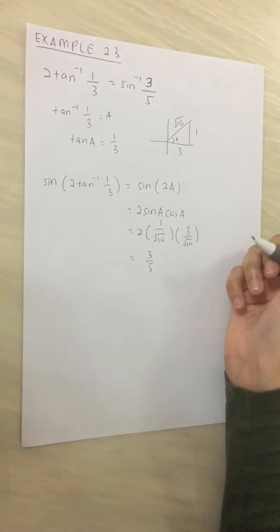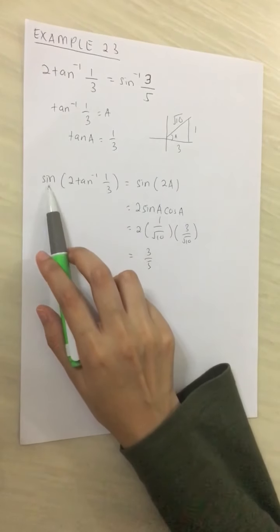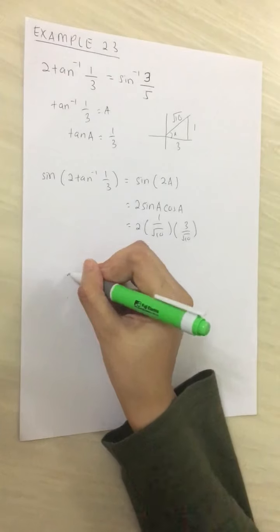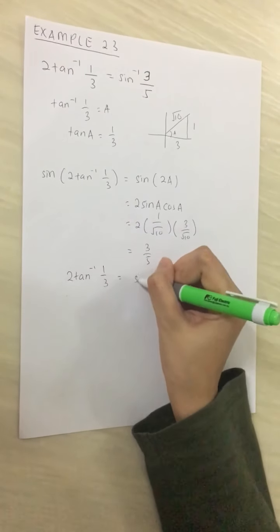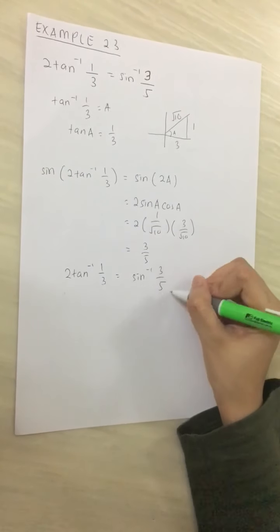3/5. But the question asks you to prove 2 tan inverse 1/3, there's no more sine. So you bring sine to the other side, and you will get 2 tan inverse 1/3 equal to sine inverse 3/5. So you have proved this one.